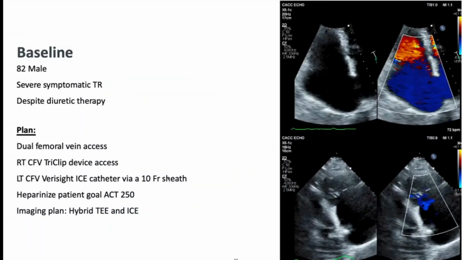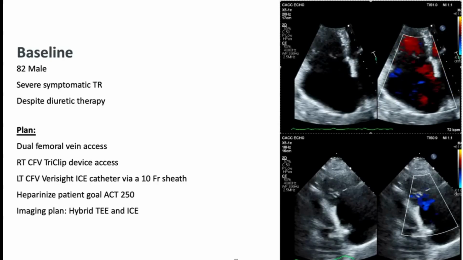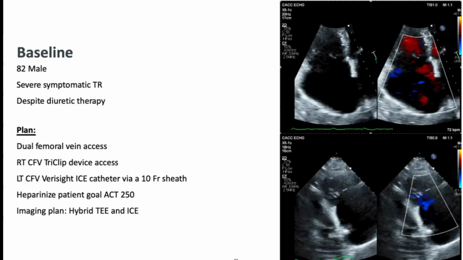So for example, this is an 82-year-old with severe symptomatic tricuspid valve regurgitation that was referred to our heart valve clinic. Despite diuretic therapy, the patient was referred for consideration for tricuspid TEER. We considered dual femoral vein access: right common femoral vein for the TriClip device, and left common femoral vein for the VeriSight ICE catheter via a 10 French sheath. We heparinized, and our plan was to use a hybrid approach, which is what we have implemented in our program. Thankfully, with that specific technique and algorithm, we're able to finish those procedures much faster and with even better outcomes.